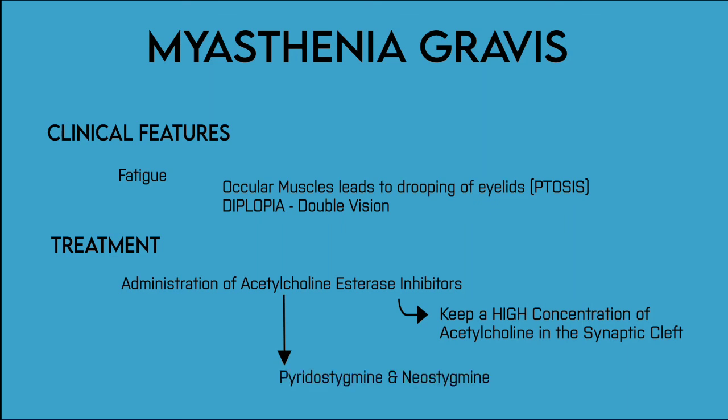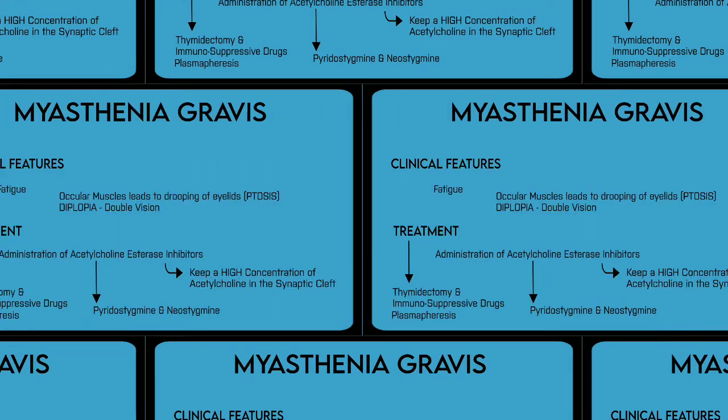Other treatments are thymectomy, in which the thymus is removed, and immunosuppressive drugs, which can also decrease the immune responses, and also plasmapheresis, in which the autoantibodies that are causing destruction of the postsynaptic membrane are removed.